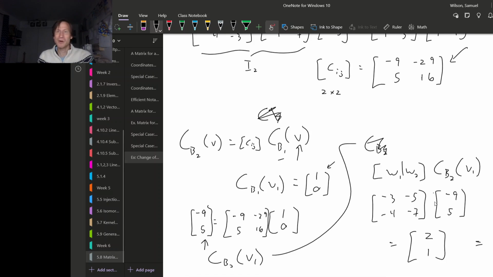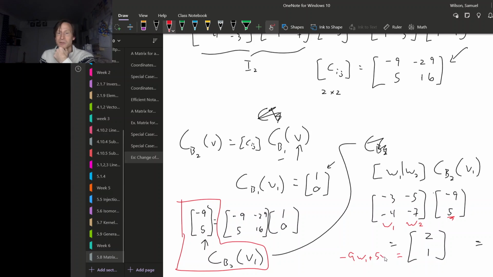So, right, this demonstrates that this vector here really is the coordinates of v1 relative to the second basis, because if we use these coordinates as coefficients on w1 and w2, what we get is, right, that this vector v is actually minus 9 times w1 plus 5 times w2. Right? So all of this is giving us just one demonstration that this matrix is doing its job of turning coordinates relative to the first basis into coordinates relative to the second basis.